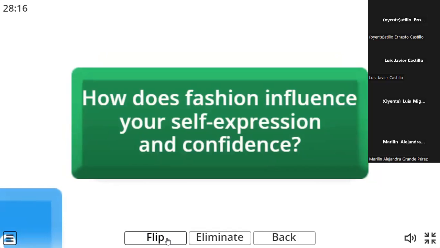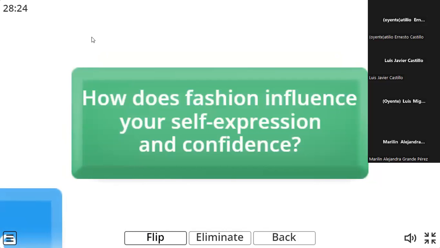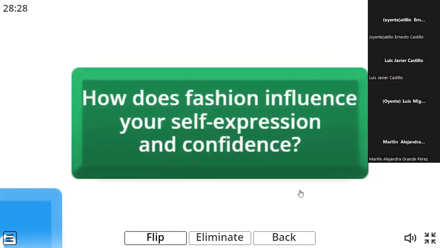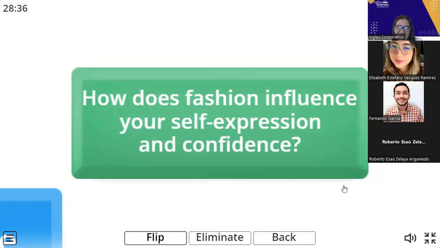All right. How does fashion influence your self-expression and confidence? I think we have to be honest, because not every piece of clothing that exists is perfect for everyone. So you have to choose the clothes that look better on you. But not everything has to do with clothes and fashion, not all.